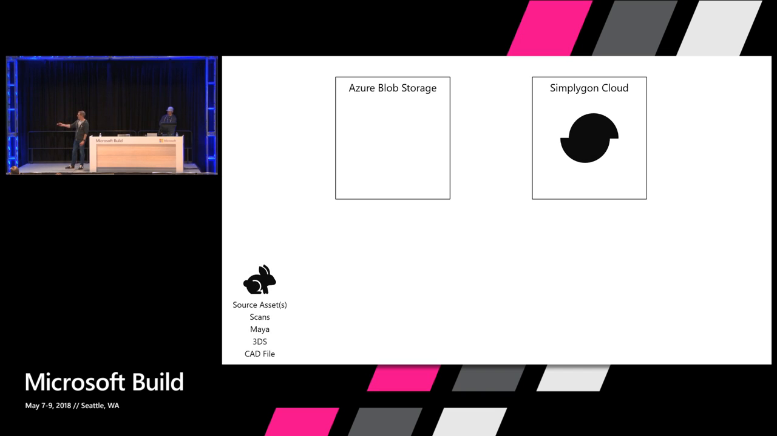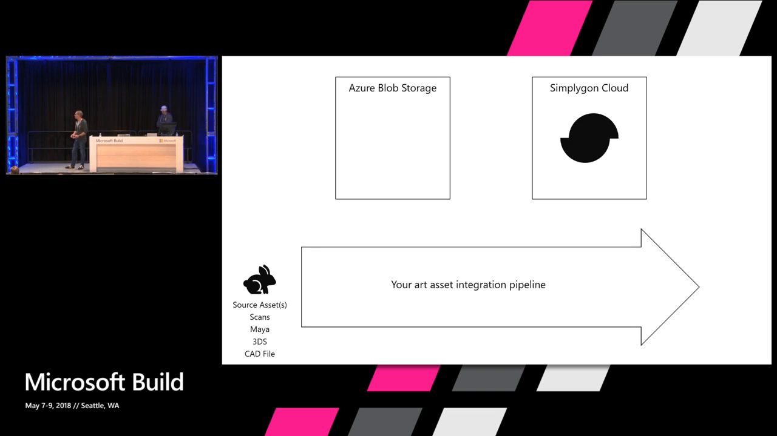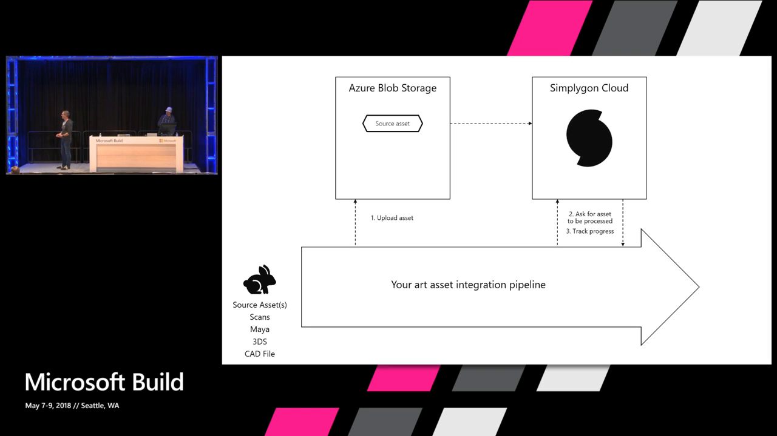So you've got source assets that maybe look like a bunny rabbit. You can have scans, Maya files, 3DS, CAD files. You've got a pipeline set up. And what you're going to do, and what we're talking about today, is our Azure Marketplace offering. So you're going to upload your asset to your Azure Blob storage. You're going to ask for the asset to be processed, track the progress. It's going to be sent to our cloud offering. We will process the assets magically and send them back to Azure Blob storage, where you'll pull them down again, and then they will go into the rest of your asset pipeline.